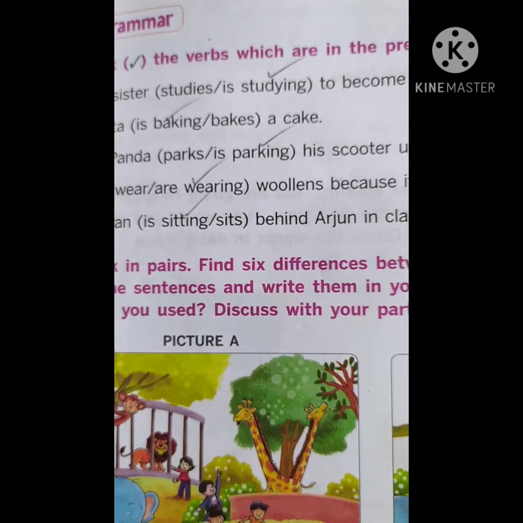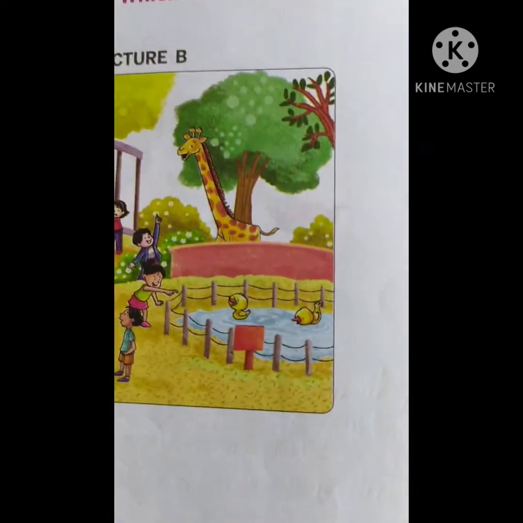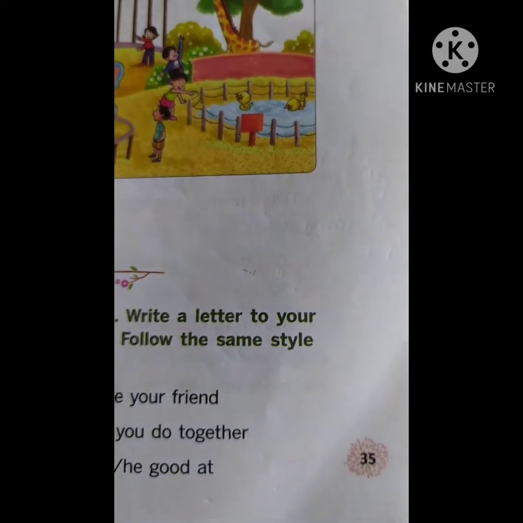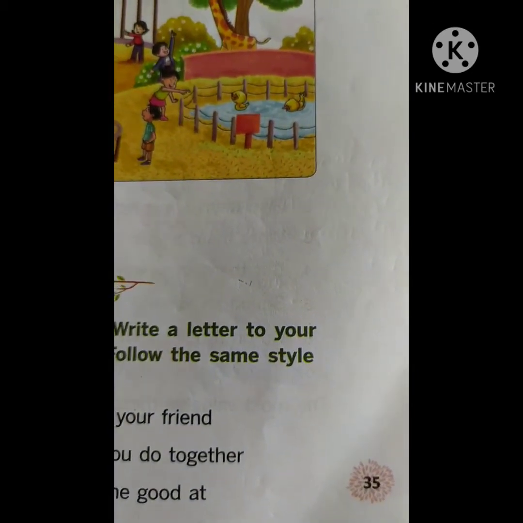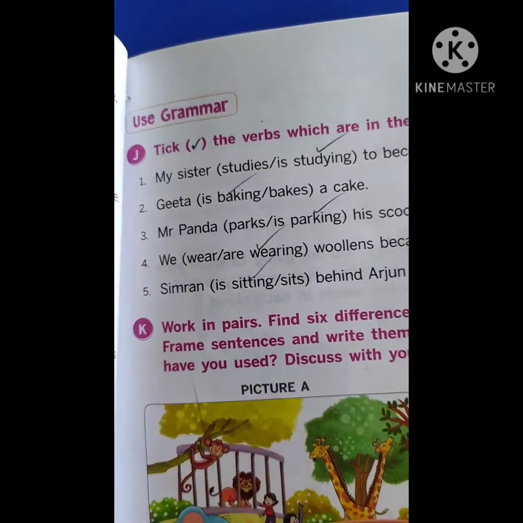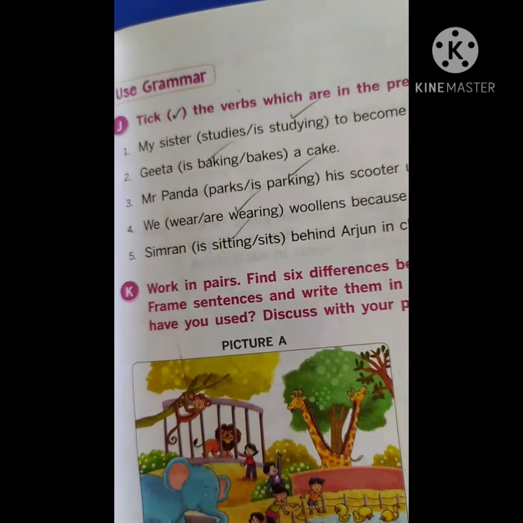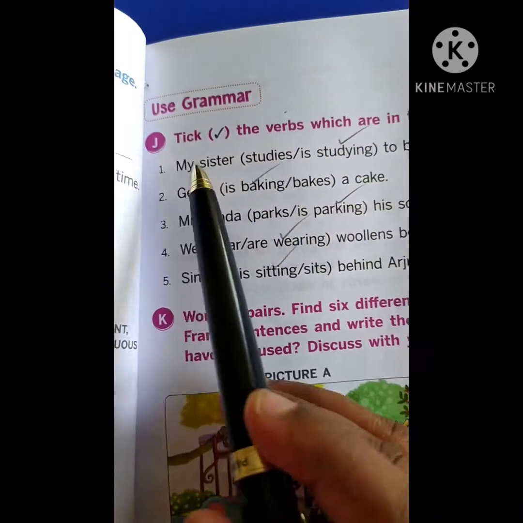This is class 4 children. Please all of you open page number 35. Yes, class 4 children, this is the English. What do we have to learn? We have to learn about the grammar.